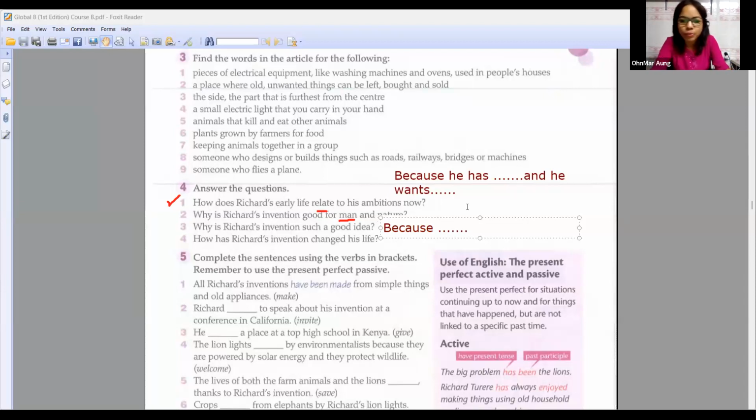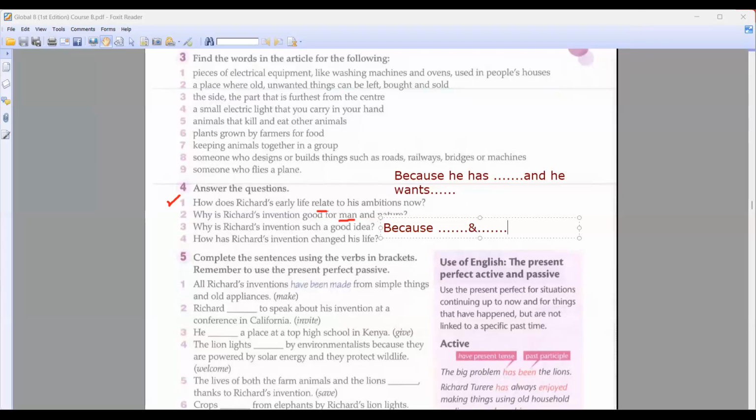Okay, what do you want to say? Because it helps the world's nature. Today, many animals have gone extinct for some reasons. One of the reasons is that they kill each other to eat and to stay alive. Now, researchers created Lion Lights, so it's great for lions and cows. They don't die anymore.